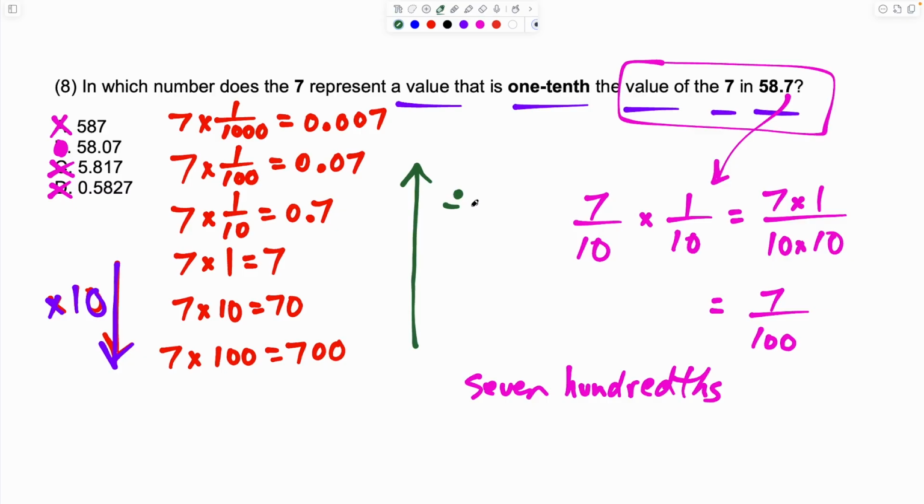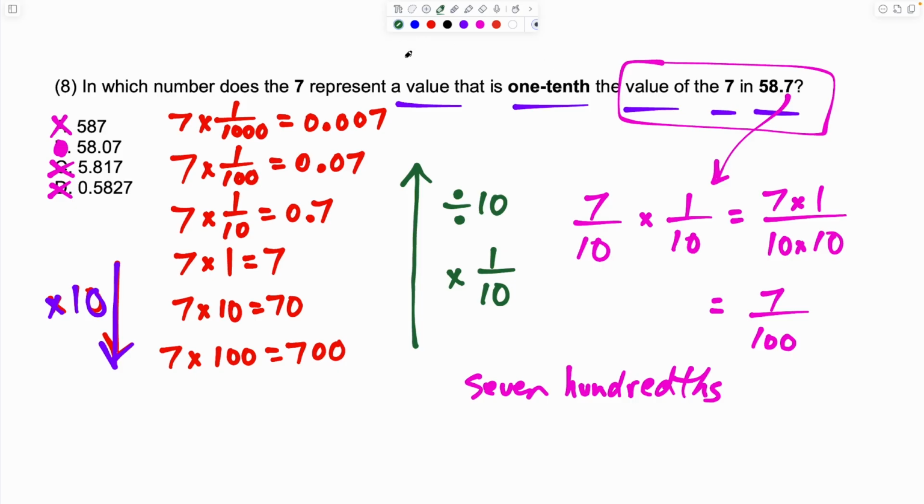So I'm dividing by 10, but dividing by 10 is the same thing as multiplying by 1/10. Okay, so I could also say, hey, I want to go backwards. I'm going to multiply by 1/10. So here, when we see the value of 7 in 58.7 is 7/10.